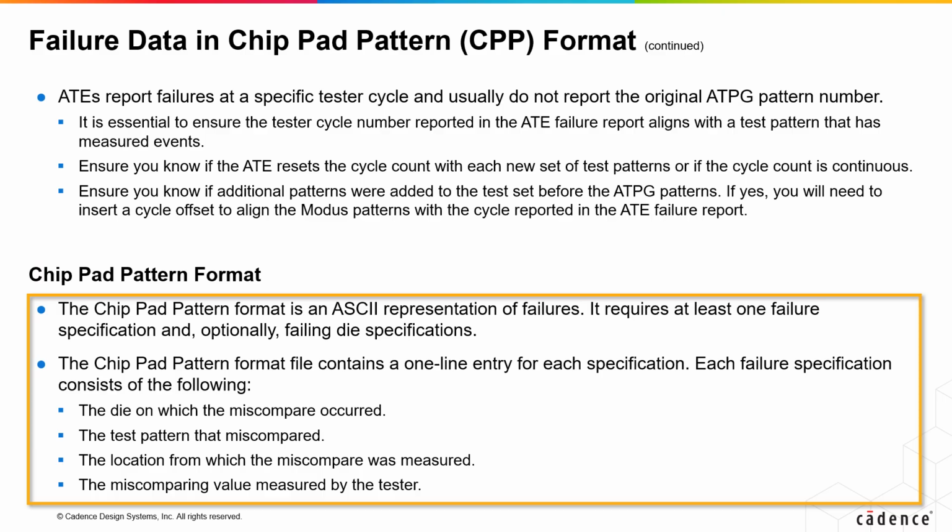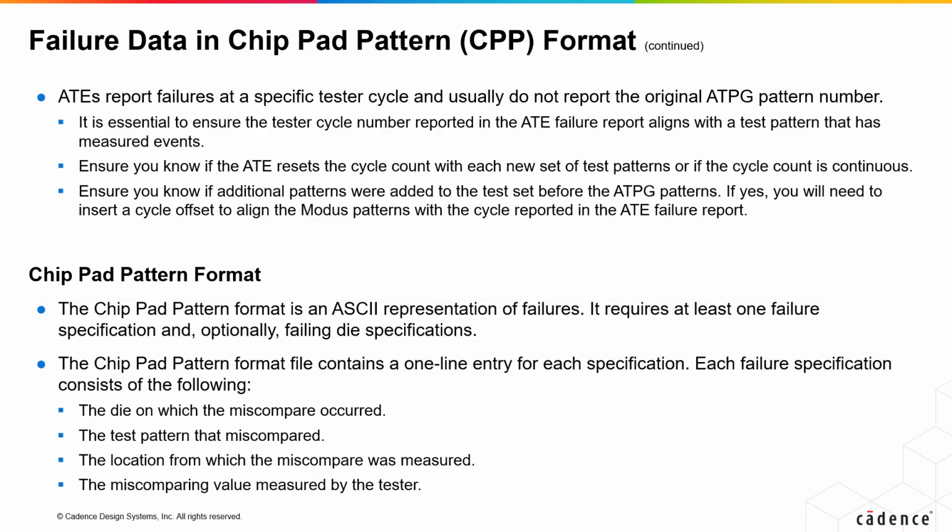It requires at least one failure specification and, optionally, failing die specifications. A chip pad pattern format file contains a one-line entry for each specification. Each failure specification consists of the following: the die on which the miscompare occurred, the test pattern that miscompared, the location from which the miscompare was measured, and the miscomparing value measured at the tester.